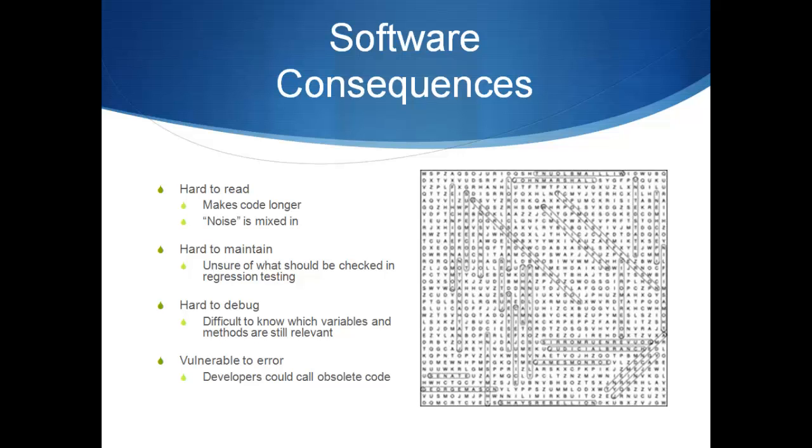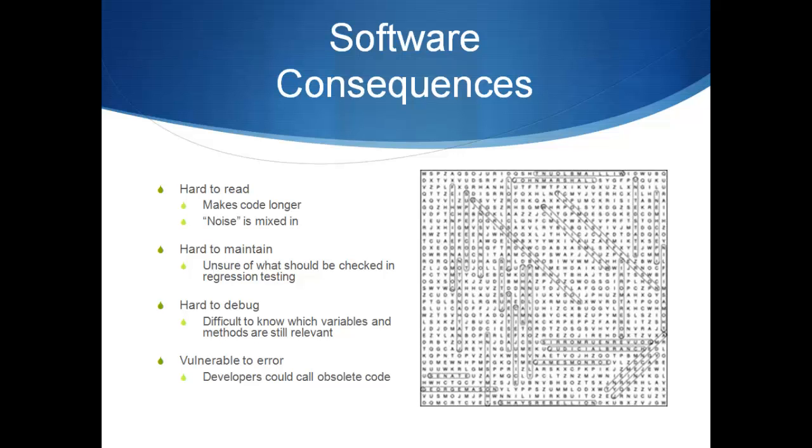It makes it hard to maintain, because when developers are looking through code, they see relevant and irrelevant pieces of code, but they don't know how to tell the difference between the two. So usually, if a developer wasn't the one to write it, they'll just leave it alone because they don't want to go back and risk breaking anything that was used. And then it's hard to debug.